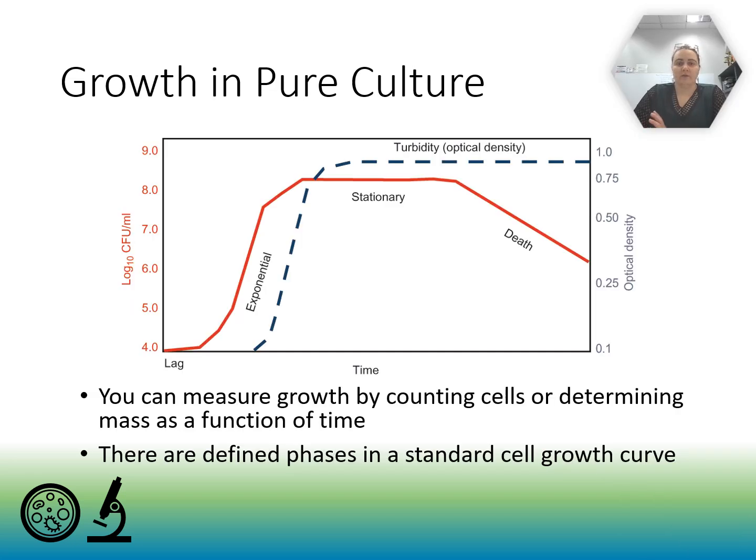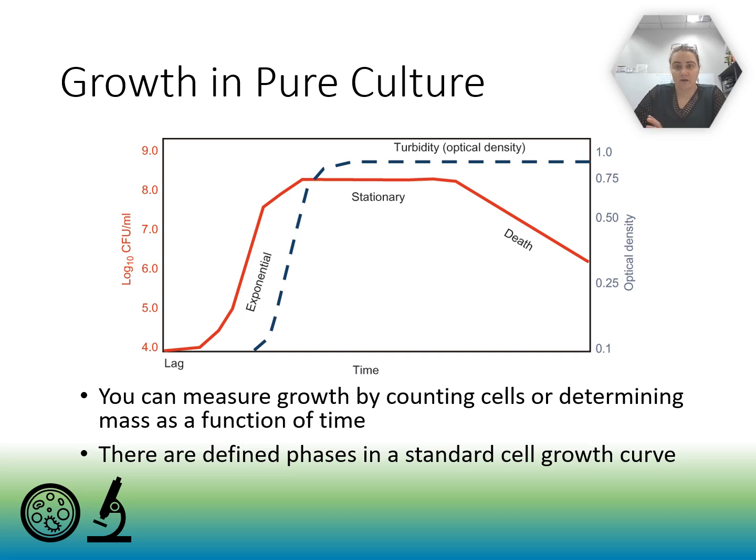And then in growth in pure culture, we measure growth by counting cells or determining mass as a function of time. So what you're going to see on this particular graph, and we're going to discuss each of these phases in the next video, is time increasing, and what we call log base 10 CFU per milliliter. So we count colony forming units, but we do it on a log scale because bacteria are exponential when they grow. And there are defined phases.